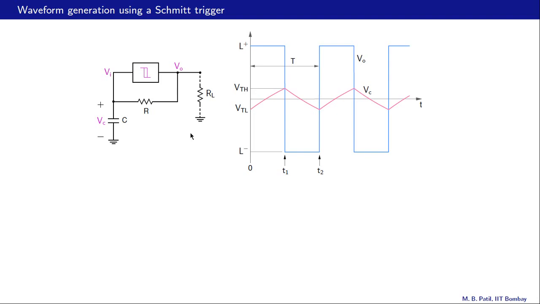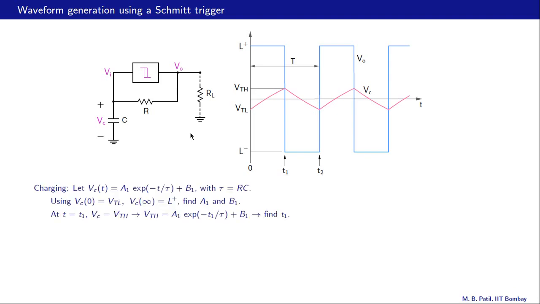Alright, so where do we begin? Let us consider this portion. This is a charging process, and the capacitor is going to charge towards L plus, and that process can be described by this expression: VC(t) equal to A1 e raised to minus t by tau plus B1, where tau is simply R times C.